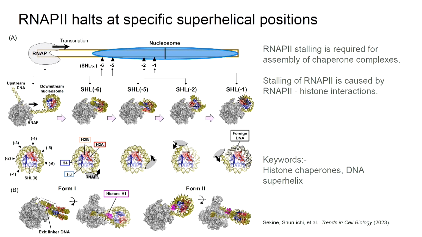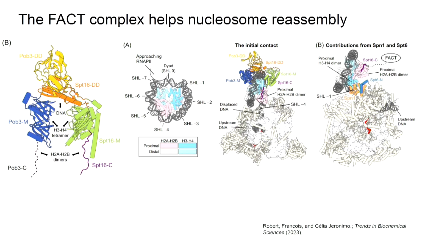Now comes the interesting part: how does one put the nucleosome back? There is this protein complex known as the FACT complex, which stands for facilitates chromatin transcription. It is a heterodimer, and the interesting part about this protein is it can bind DNA, and it can bind both the tetramer and the dimer forms of histone 3, histone 4, histone 2A, histone 2B. So more or less this protein complex binds everything which is present in this nucleosome.